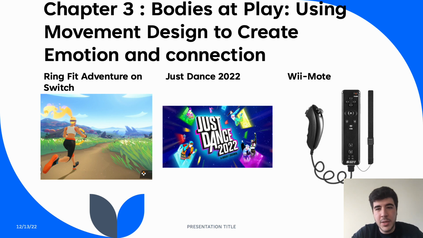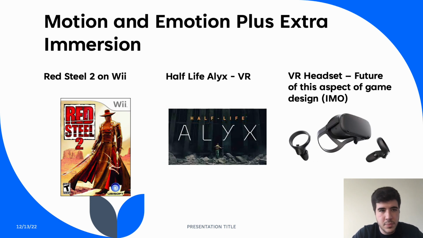Then, we're at Chapter 3. It emphasizes the use of physical movement and the possibilities of the player's use of the avatar bodies to strengthen the emotional outcome of a game. Outside and inside of a game, movement has the potential to enhance the intensity of playing. We can see that with games from the Wii, such as the boxing in Wii Sports. Motion and emotion plus extra immersion.